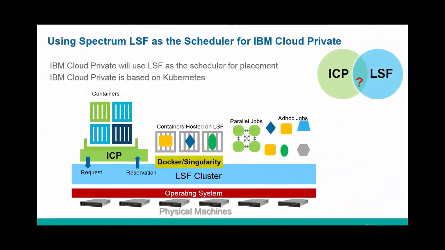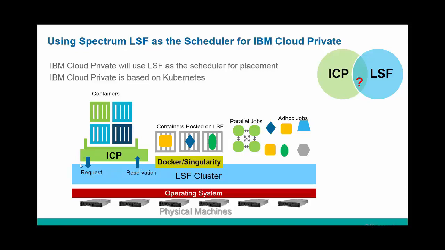Okay, so this is the environment that we're actually going to use. I have a collection of physical machines installed with Red Hat Linux. On those, I've installed IBM Spectrum LSF Suite. So this is my LSF cluster. And I also have Docker and Singularity installed on several of these machines. So with this cluster, I'm able to run my regular sequential jobs with LSF. I'm also able to run my parallel jobs as well. I can run containerized workloads from LSF, either Docker containers or Singularity containers.